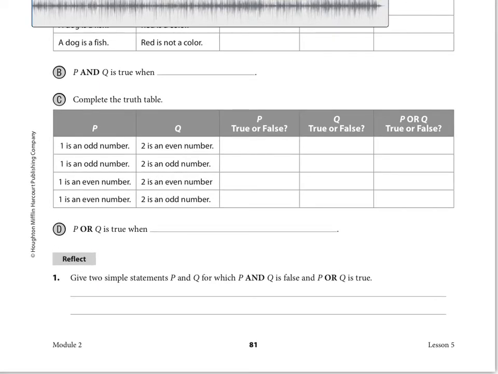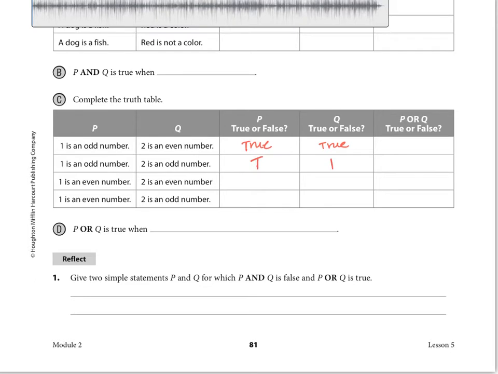And part C. So we have 1 is an odd number, 2 is an even number. So when you look at is 1 an odd number, is that true? So it is, it's true. And 2 is an even number, that is also true. Then let's go ahead and look at the rest of these. 1 is an odd number, that's true. 2 is an odd number, that's false.